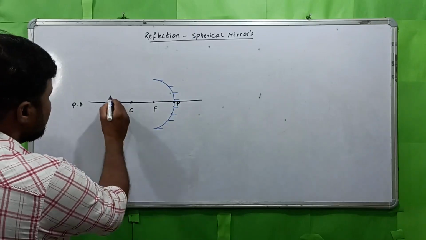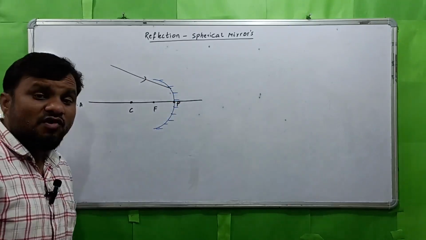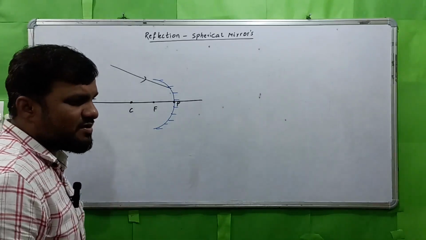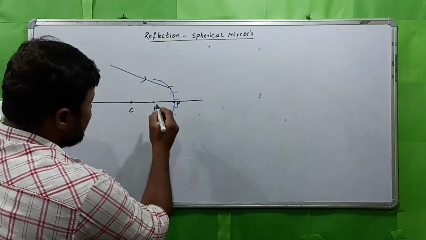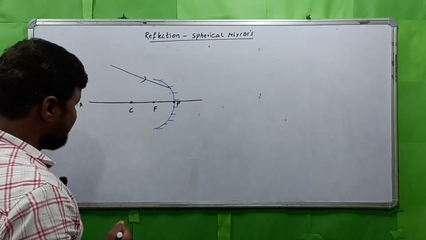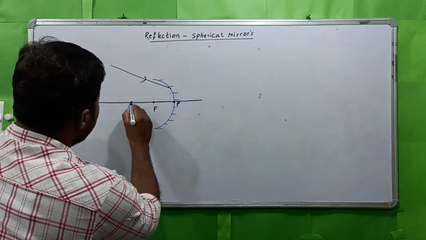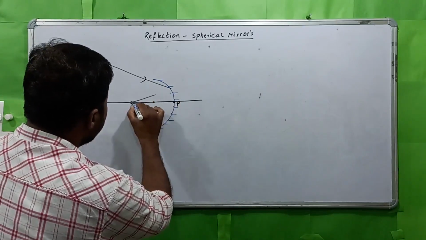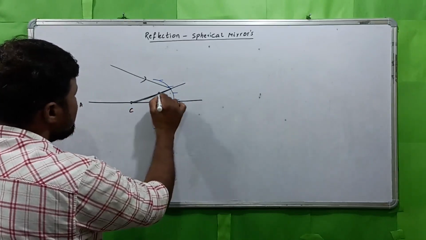It will happen in case of spherical mirrors. Suppose any light ray is incident like this. Light follows laws of reflection in case of spherical mirrors also. For plane mirrors and spherical mirrors, laws of reflection remain the same. Definitely, angle of incidence must be equal to angle of reflection. How will it be? For that, if I draw a line from the center of curvature to the point of incidence of the incident ray, this acts like a normal.